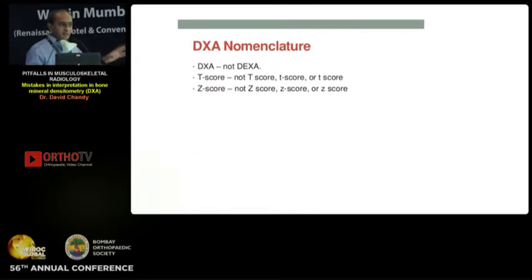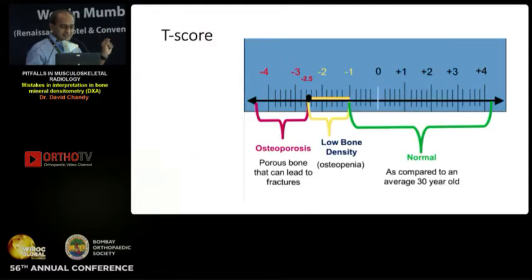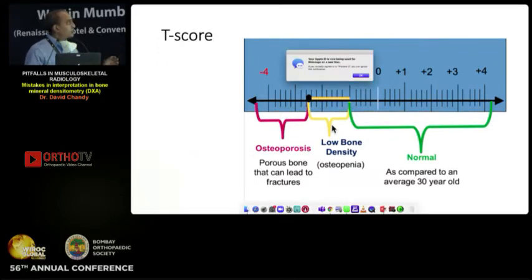Coming on to the nomenclature, the correct nomenclature would be DXA and not DEXA. The T-score and Z-score are written with capital letters and with a hyphen. So these are the small basic things. Now let's go into the actual numbers. You use the T-score in post-menopausal women and in men above the age of 50. You compare the scores with the values from a patient at peak bone mass, which is at the age of 30. A value above -1 is normal, between -1 and -2.5 is osteopenia, and below -2.5 standard deviations is osteoporosis.